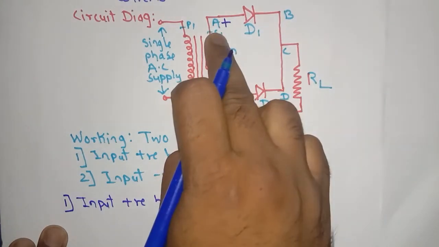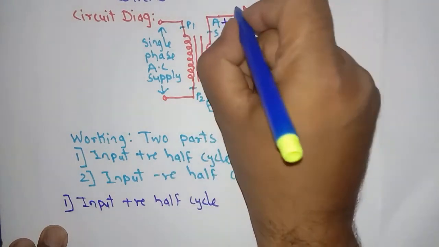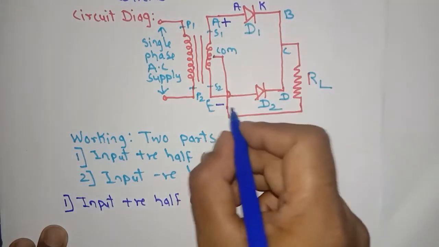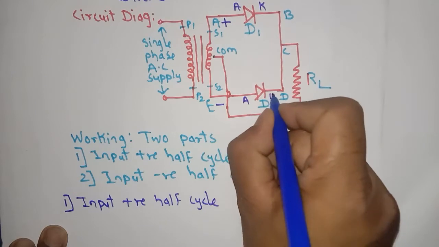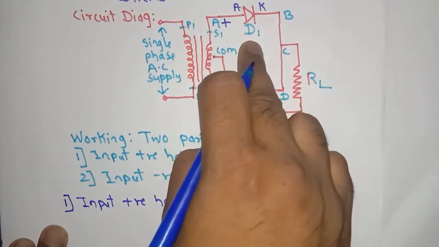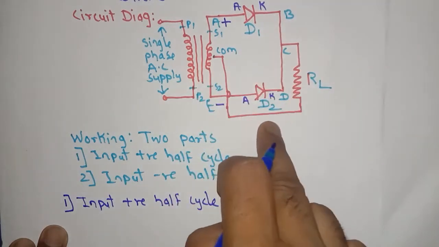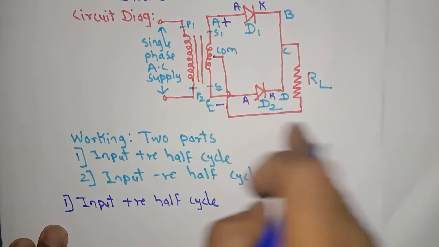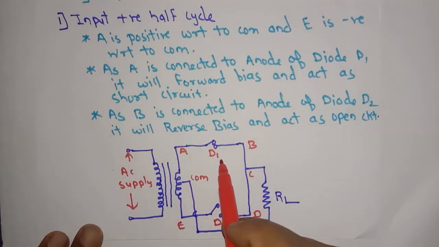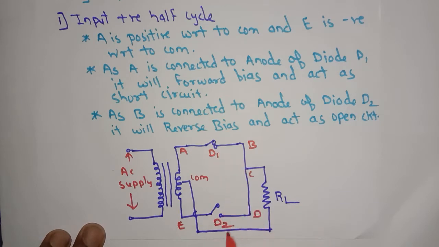As A is positive, which is connected to the anode of diode D1, so diode D1 will be forward bias, and E, which is connected to the anode of diode D2, will be reverse bias. As it is forward bias, it will act as a short circuit, and diode D2 will act as an open circuit. So after applying the positive half cycle, circuit will look in the following manner. Diode D1 will be forward bias and act as a short circuit, and diode D2 will act as an open circuit.